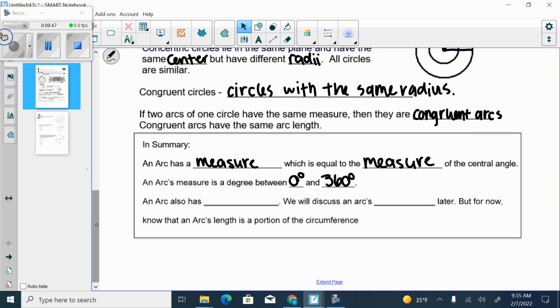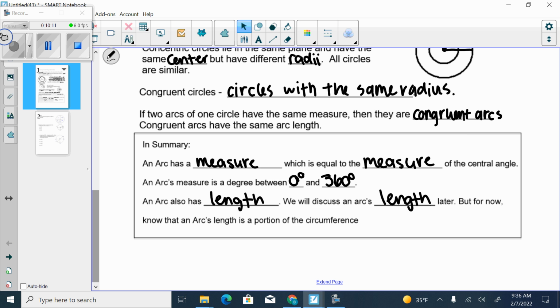So an arc would have to fall between those measures. Okay? And like we were mentioning right here, congruent arcs have the same arc length. An arc, besides just having a measure in degrees, will also have a length. Okay? And we'll discuss the arc's length at a later time.